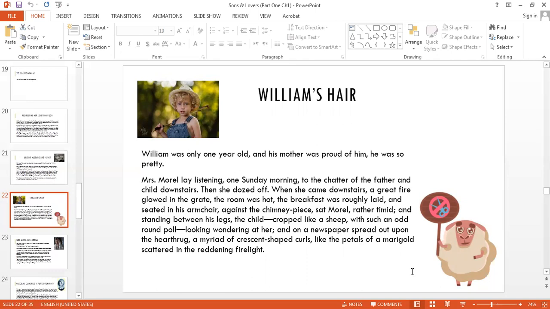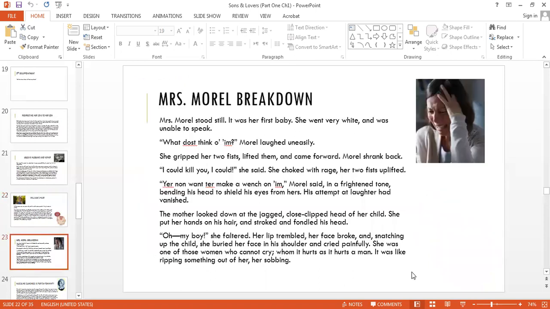Okay, and this was the breaking point for her. She found the curls of her son, the beautiful, shiny, golden curls like the petals of a marigold, scattered in the reddening firelight. For her, it was a shock. She came into a breakdown. She stood still. It was her first baby. She went very white and was unable to speak.